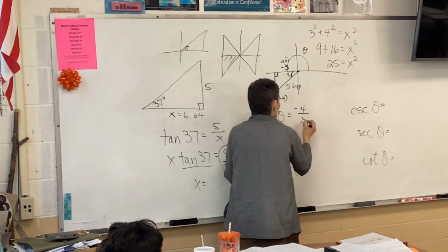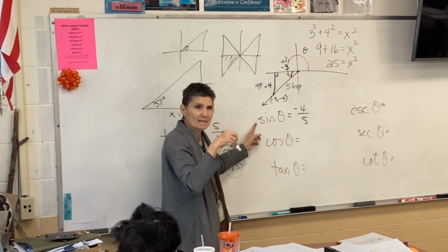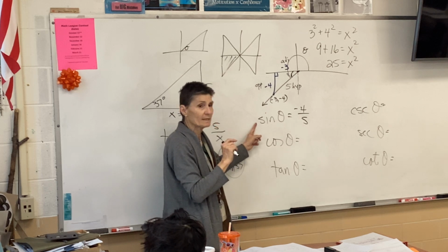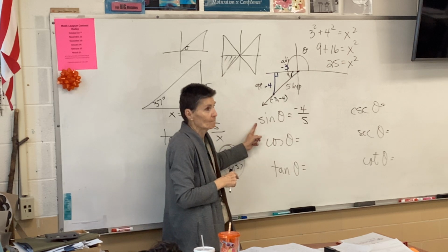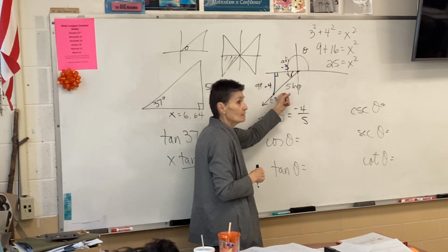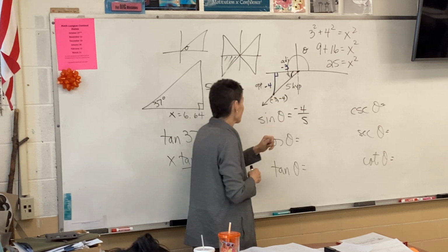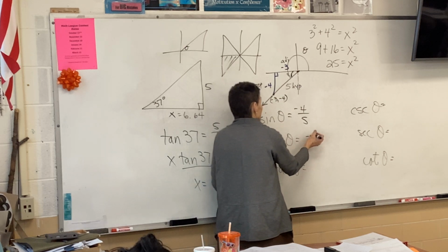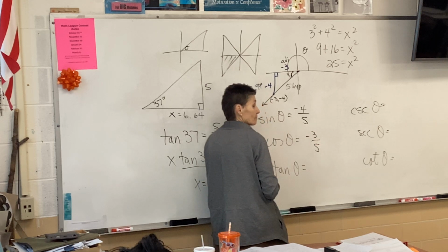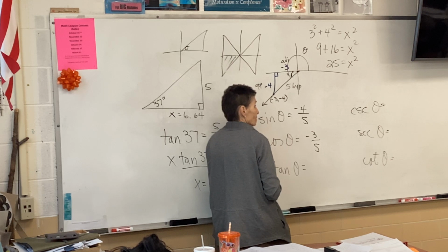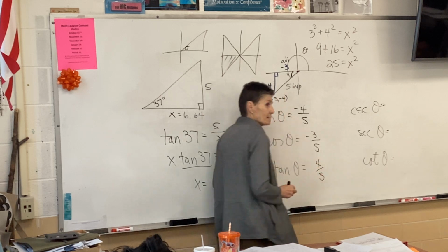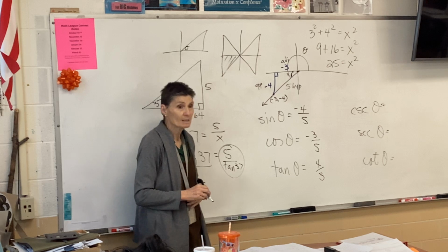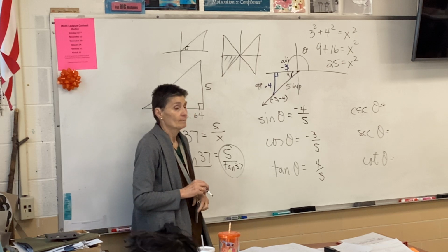-4/5. So remember the other day when we were getting negative answers and people were saying, oh, can that be negative? Yes, it depends where you are in the coordinate system. If you're down here, you have some negative stuff going on. What's cosine? -3/5. And how about the tangent? 4. I heard some of you catch yourselves. It's actually going to turn out positive. Why is it going to turn out positive? Because it's both negative. Because it's negative over negative.